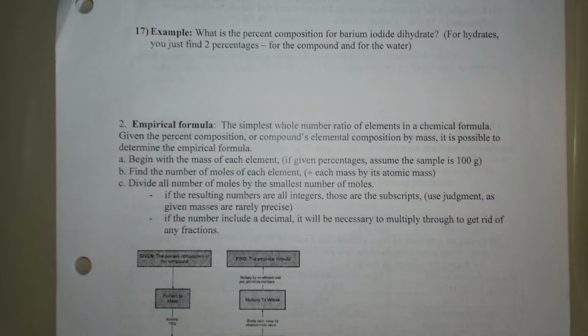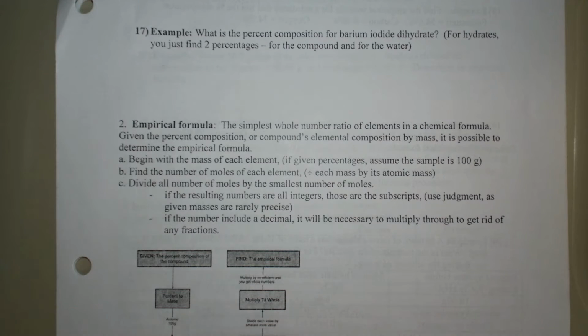All right, when you do hydrates, hydrates are a little easier. You don't do each individual element. You just do the ionic compound portion and the water. That's all you want to know the percents of. So it actually is a little easier. And remember, I told you to memorize the molar mass of water. So that'll help. That'll come in handy here.